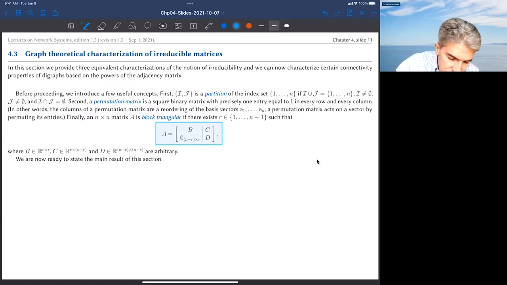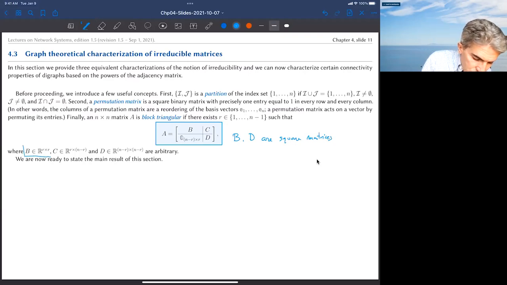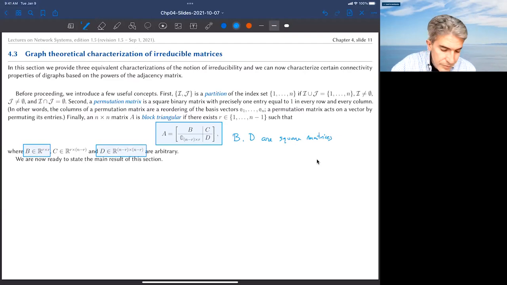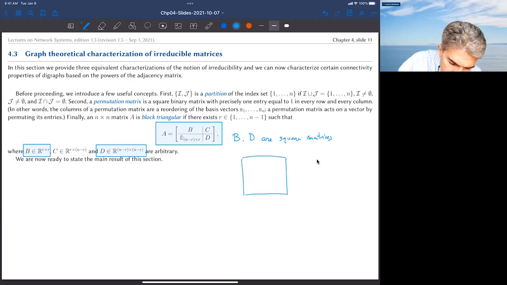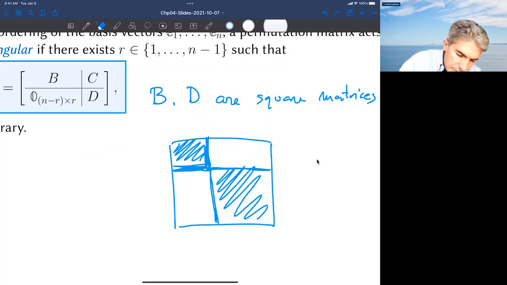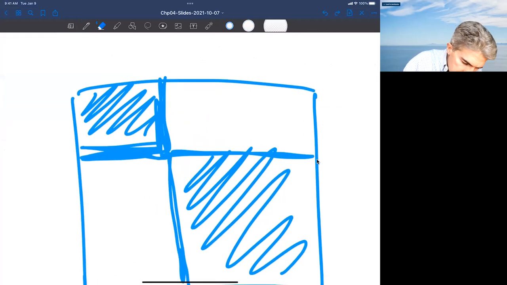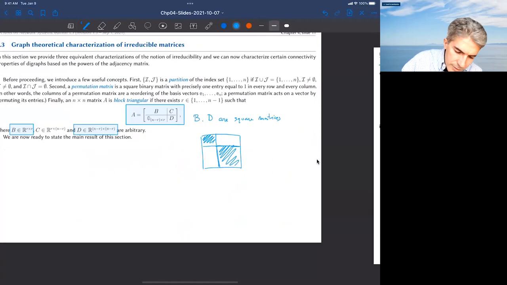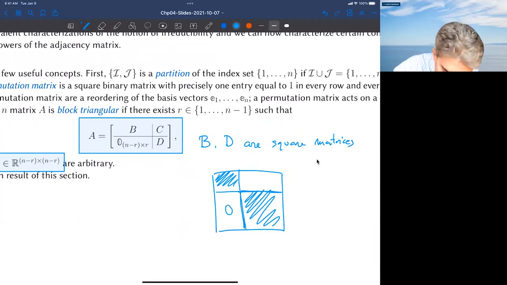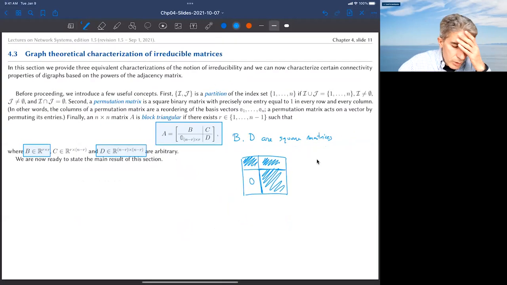So for clarity, it's important to understand that B and D are square matrices, not of the same dimension. Naturally, B has its dimension and D has its dimension, and they could very well be different. One would be r, the other would be n minus r. In other words, when you write it, maybe I can draw a picture here. This could be small and that would be big. This would be a square block, and that would be a square block. I guess my picture here is not entirely perfect, but in any case, this would be two squares, you know what I mean. I drew that line a little too high. Okay, and now I need this to be a matrix of all zeros. And of course, here it's arbitrary. So it has to be square. All right, that's a block triangular matrix.